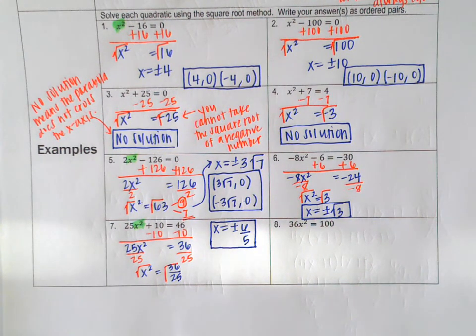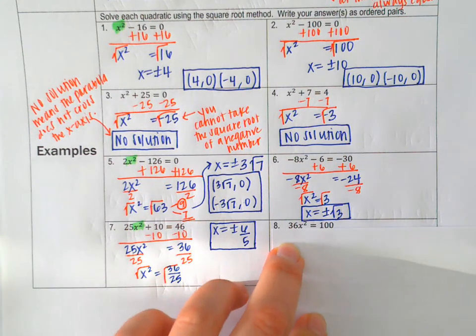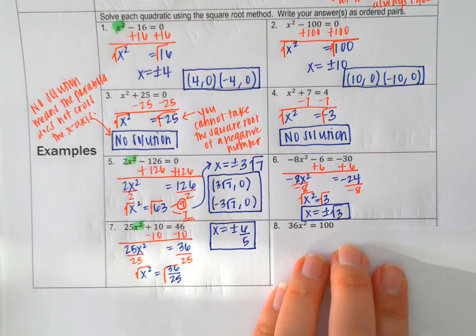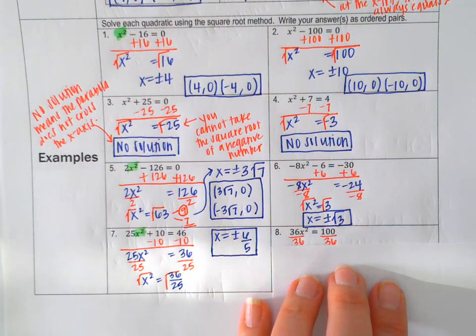Okay, last problem. I want you guys to look at 8. I want you guys to try 8 on your own and then come back and see if you did it correctly. So pause me here, come back, check your work. Okay, so you should have already done this part on your own. We're getting x squared by itself. So when we get x squared by itself, we have to divide both sides by 36.